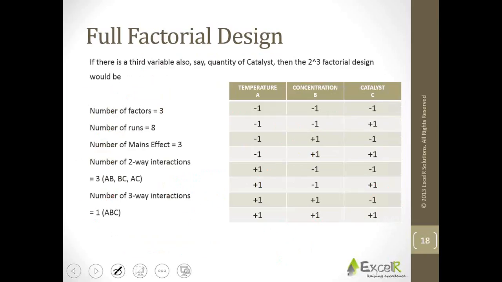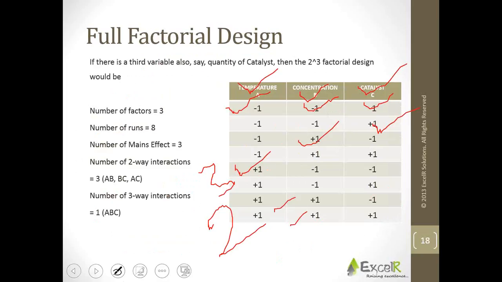Consider this. How many factors do we have? Three factors. What are those? A, B, C: temperature, concentration, and catalyst, right? And for each factor, you have two levels, -1 and +1. So we have 3 factors and 2 levels each. Hence, it will be levels raised to the power factors, 2 raised to the power 3. Absolutely, then you'll get 8.